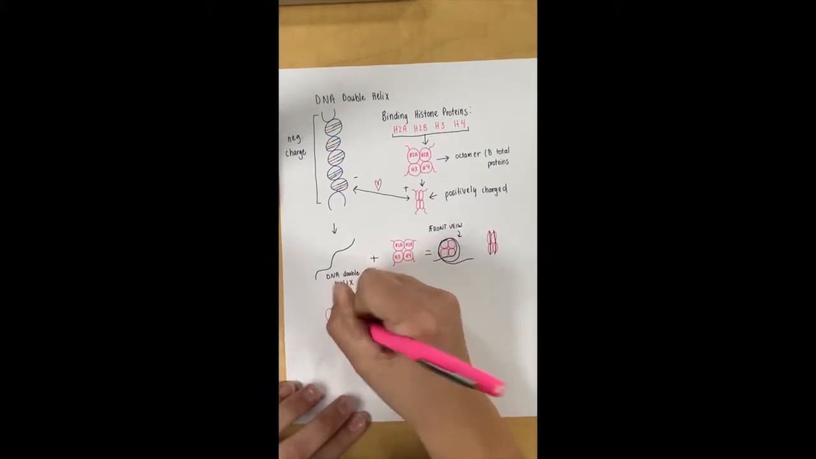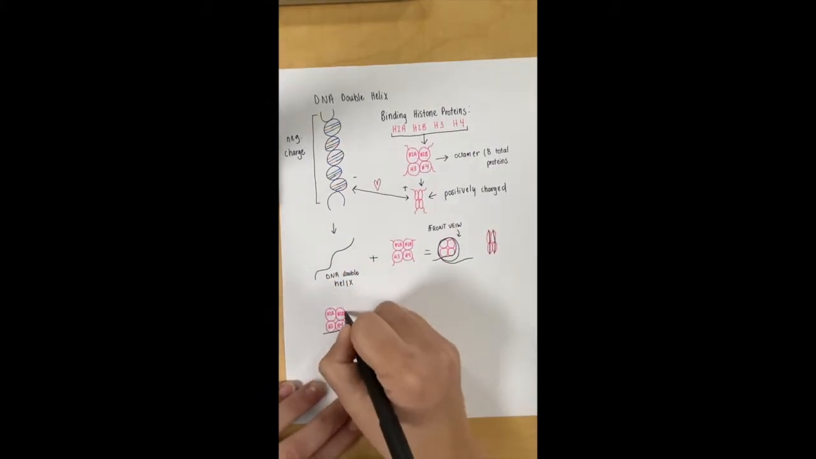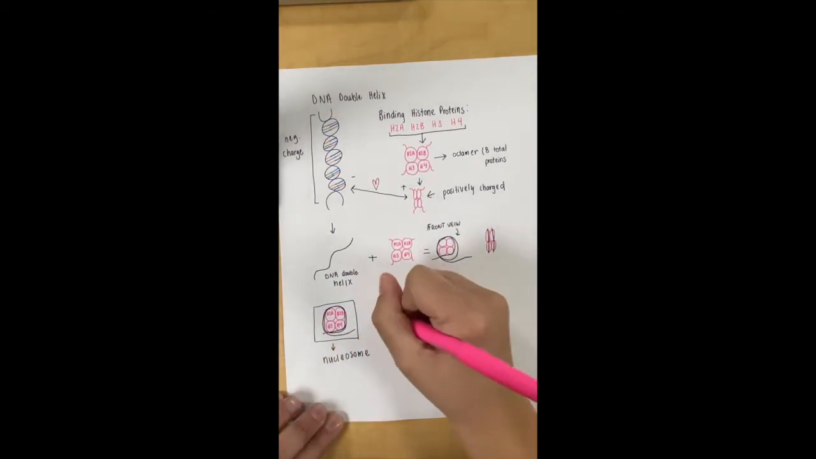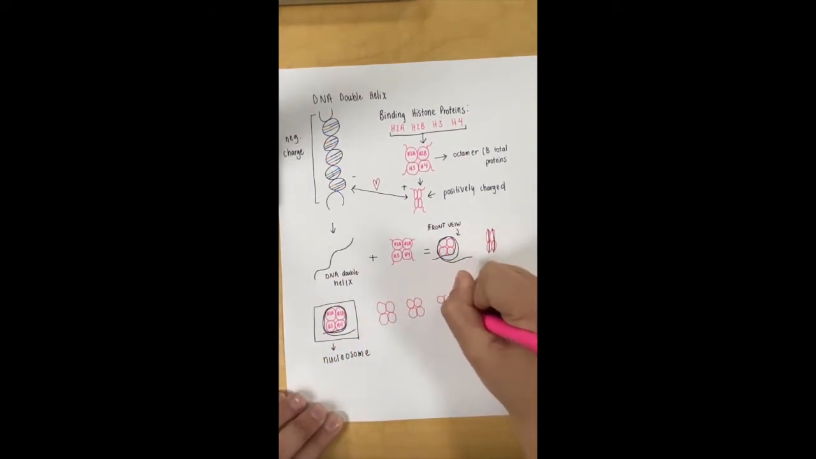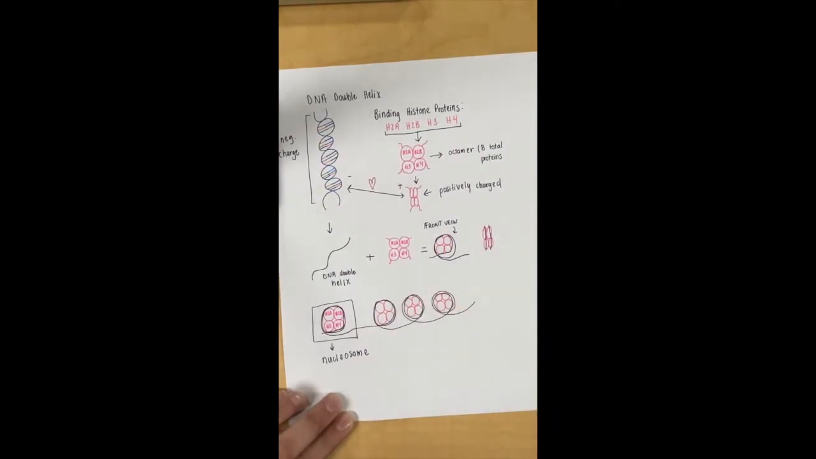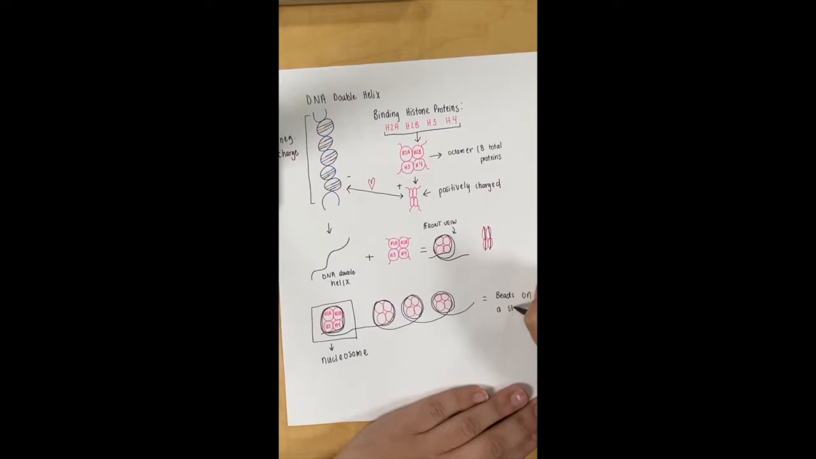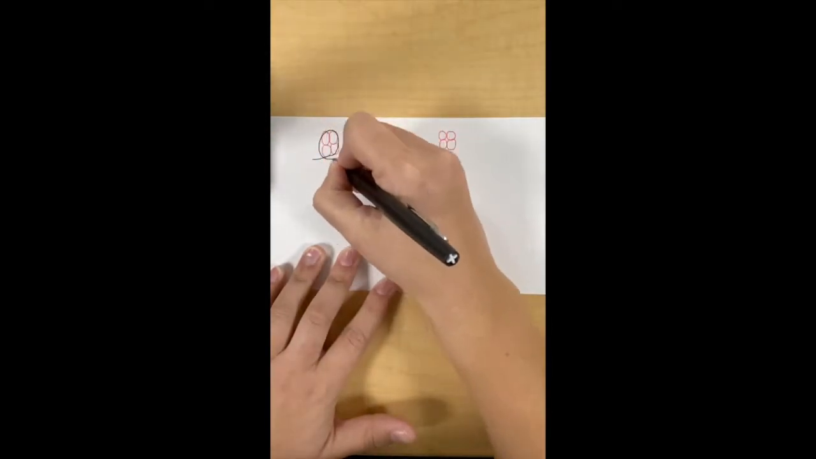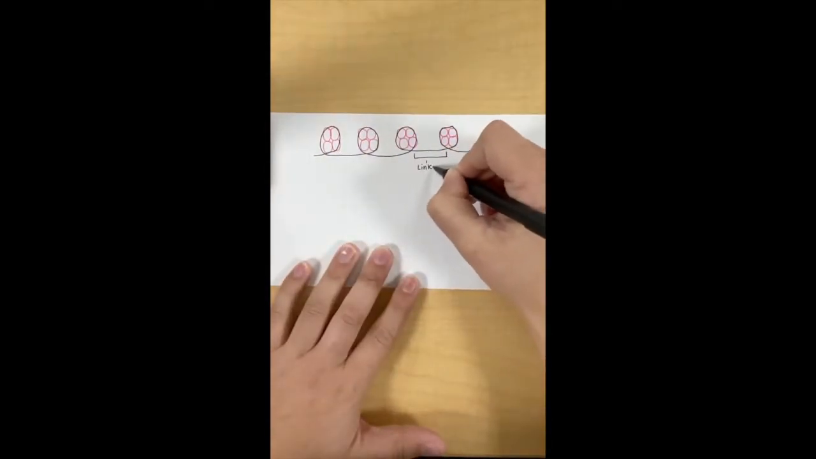The combination of the octamer and the DNA around it is called a nucleosome. And this process happens many times. The DNA compacted in this form is referred to as beads on a string, for obvious reasons. The DNA in between the nucleosomes is called linker DNA.